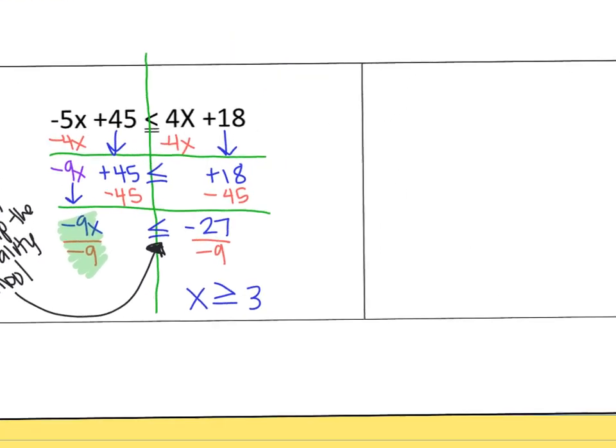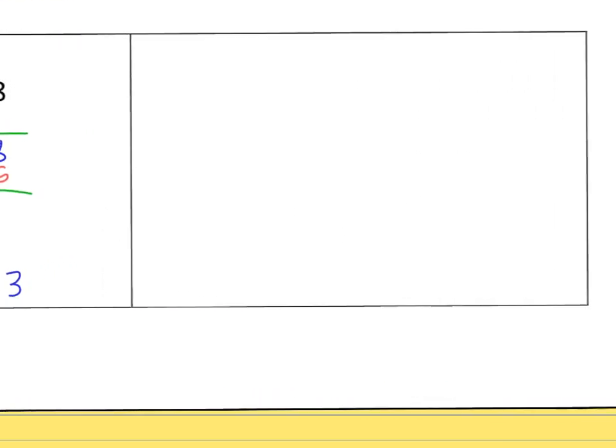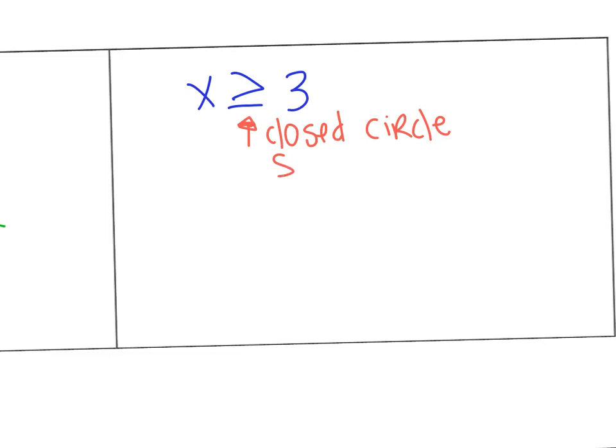So I'm going to scoot over. X is greater than or equal to positive 3 is what I need to try and graph. I know two things right away. I'm going to have a closed circle, and I'm going to shade to the right.